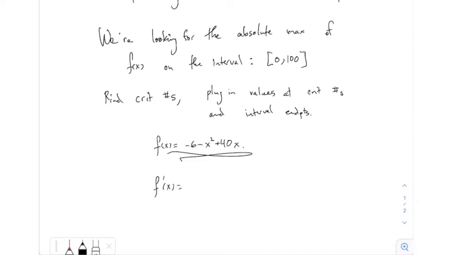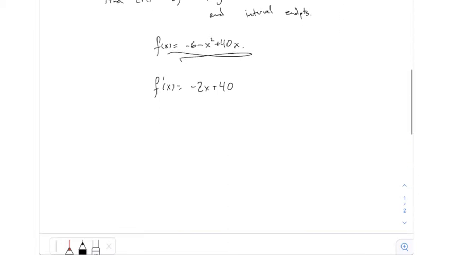It should be minus 6 goes away. Then I get negative 2x plus 40, right? And this is the derivative. Critical numbers means you set this equal to 0 and solve for x. And then you also say when this does not exist. This one always exists. It has no funny business there.